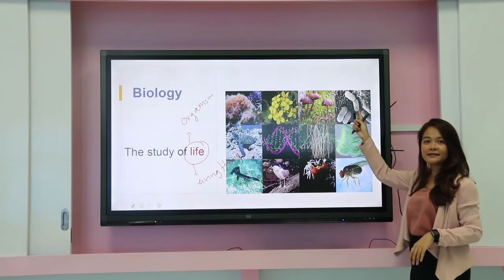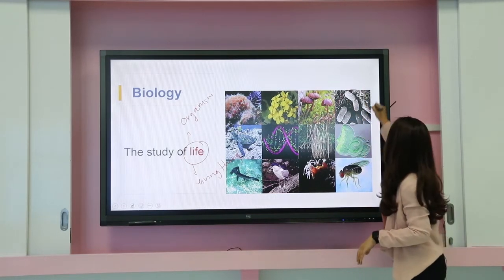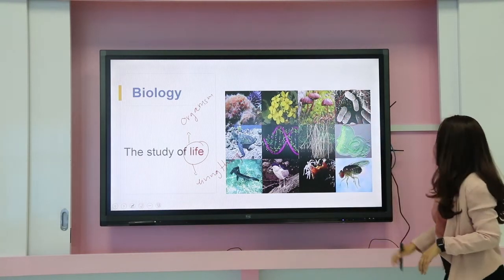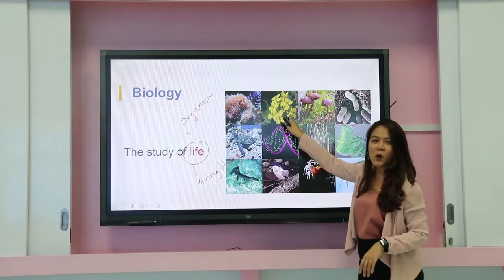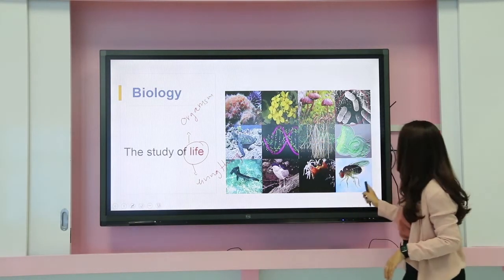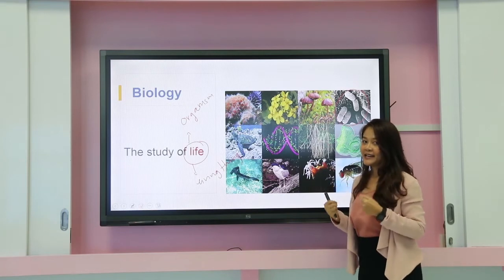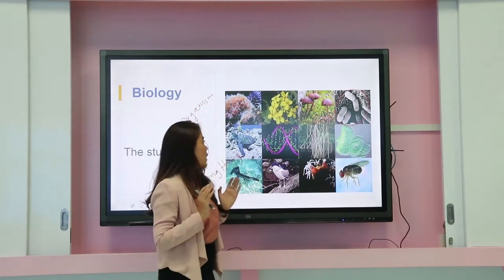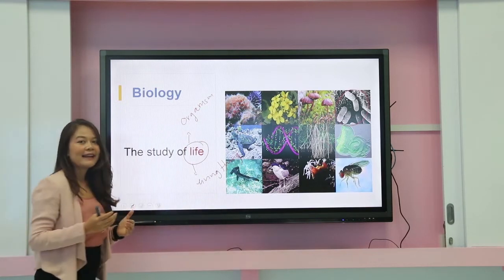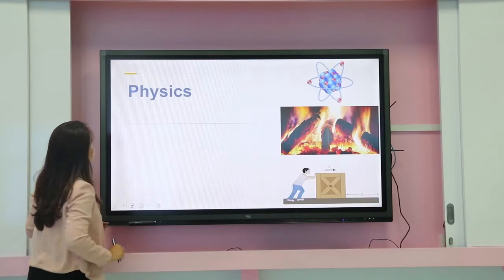We start from this one. Do you know what it is? This one is bacteria. And this one is a kind of protist. And the plant is also an organism. Okay? And the last one, all the animals, are organisms. And also the virus as well. The virus is also a kind of organism, but it's not complicated like that.